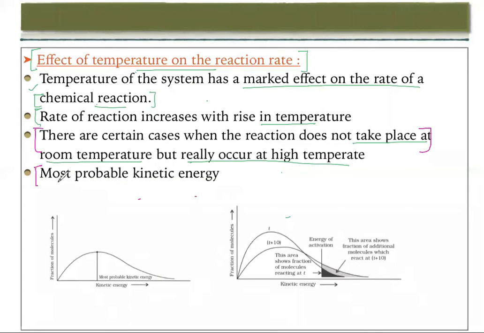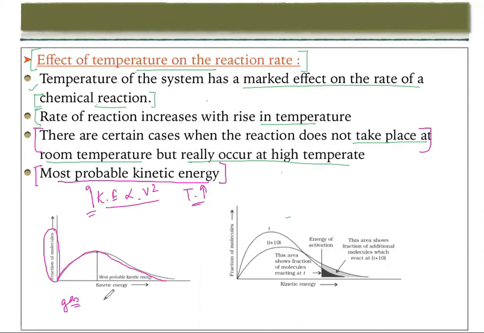Next one, most probable kinetic energy. As we know, kinetic energy is proportional to the velocity square. So as the temperature increases, velocity increases, and the kinetic energy will obviously increase. Here the graph shows the fraction of molecules on the y-axis and the kinetic energy. If you see the graph, it will look like this for a particular gas. But if we increase the temperature, the graph will shift towards the right-hand side.